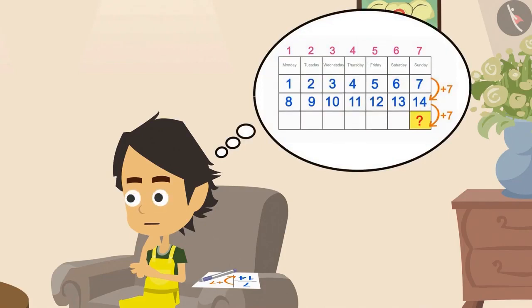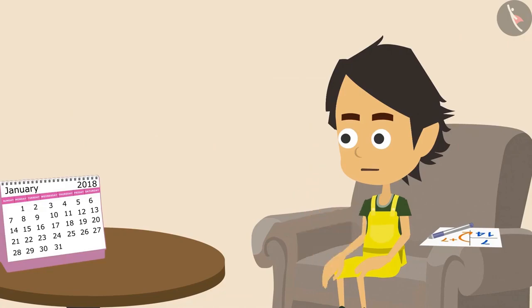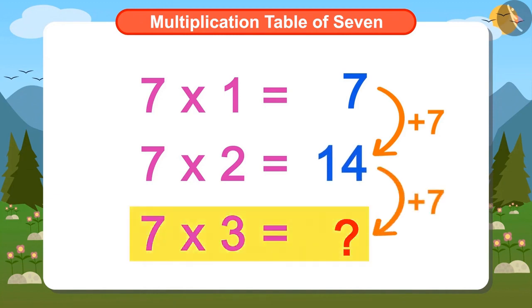Ayushman is thinking. Papa asked why he was unable to answer. Ayushman explained that the first Sunday is 7 multiplied by 1. That is 7th. The second Sunday is 7 multiplied by 2. That is 14th. So the third Sunday's date will be 7 multiplied by 3. But I do not know the multiplication table of 7. So without paper and pen, I cannot answer this question.